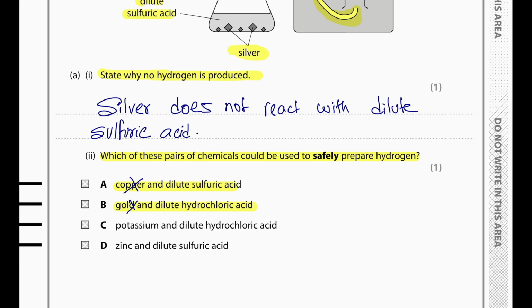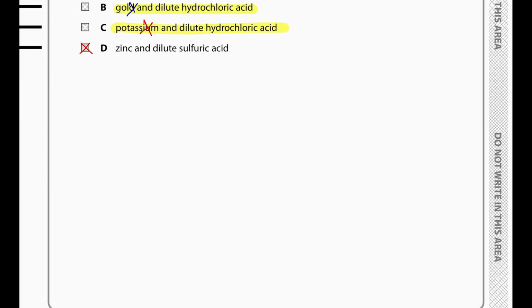Potassium and dilute hydrochloric acid. The problem with potassium is that it is too reactive. So if we were to do it in the laboratory, it would explode. The last option, zinc and sulfuric acid. Dilute sulfuric acid should be the best option because zinc is neither too reactive nor too unreactive. It is moderately reactive, so it can react with the sulfuric acid to produce hydrogen.